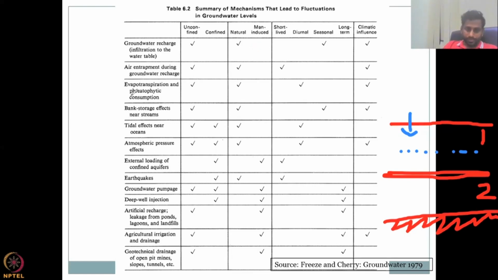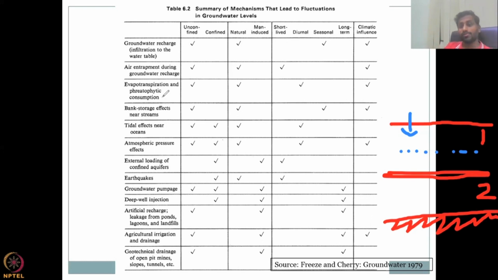Moving on, the second one is air entrapment during groundwater recharge. So think that when groundwater is coming, your recharge is happening by the first process. When groundwater recharge is happening, we have to thank Freeze and Cherry's book, which has documented everything very meticulously. These constitute all the major processes for fluctuation of the water table in the water cycle, and we can differentiate them as recharge and discharge. So a big thanks to the book.